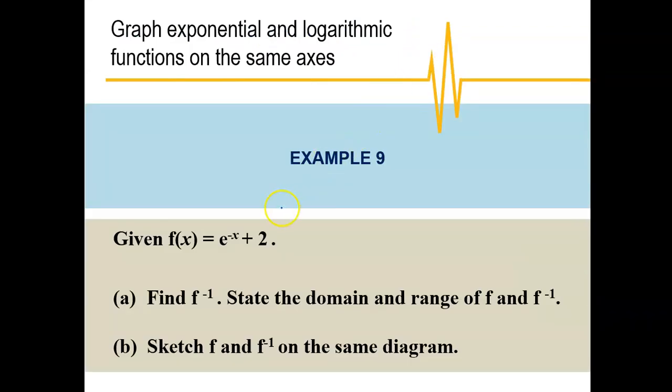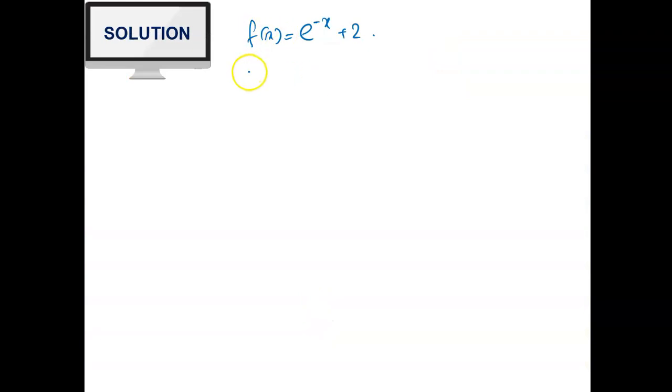Okay, find f inverse, take the domain and range, and sketch. Okay, I'm comfortable using this method. Let the function f(x) equal to y, e to the power of negative x plus 2. You may also use any other method that was taught in the lecture, or might be something we call your prior knowledge that was taught last time during your SPM.